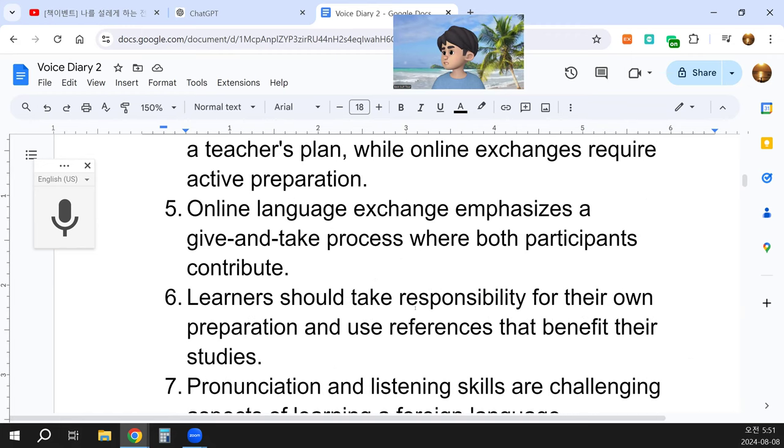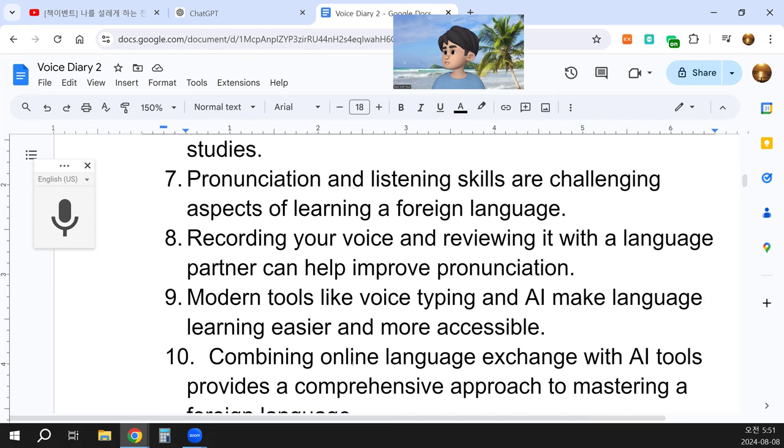Online language exchange emphasizes a give and take process where both participants contribute. Learners should take responsibility for their own preparation and use events that benefit their studies. Pronunciation and listening skills are challenging aspects of learning a foreign language. Recording your voice and reviewing it with a language partner can help to improve pronunciation.